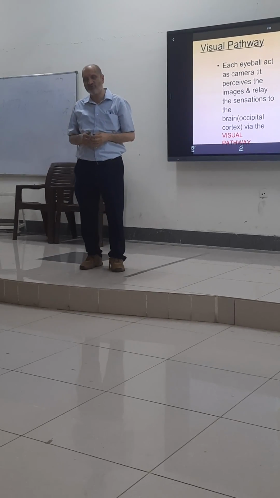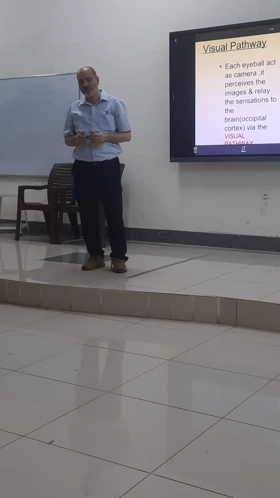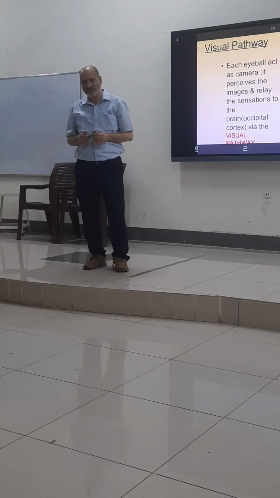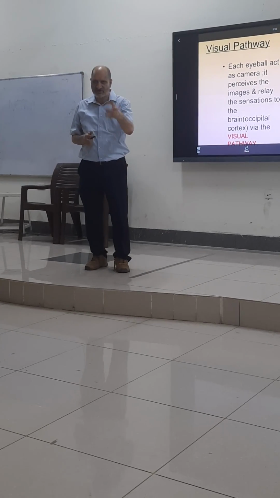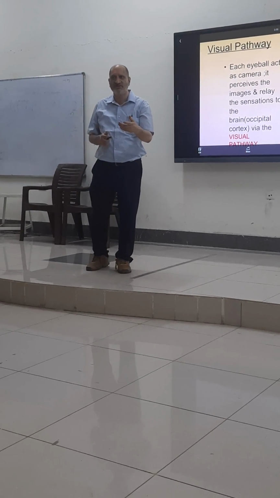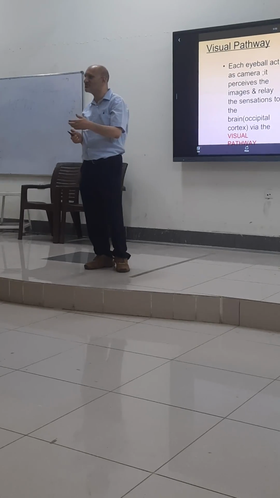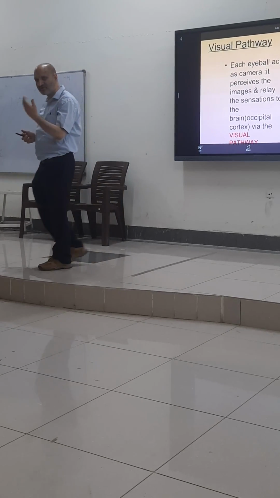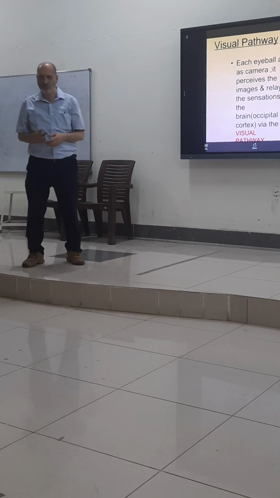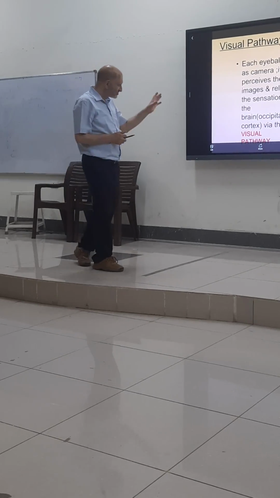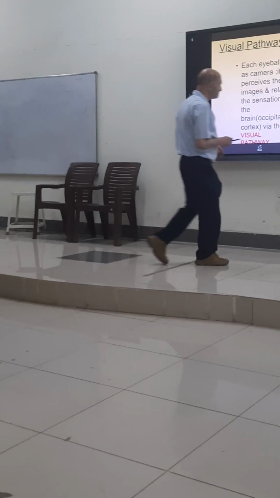What is the use of the association area? First, it interprets the information. Second, it is associated with color vision interpretation. So this was the pattern of the visual pathway.